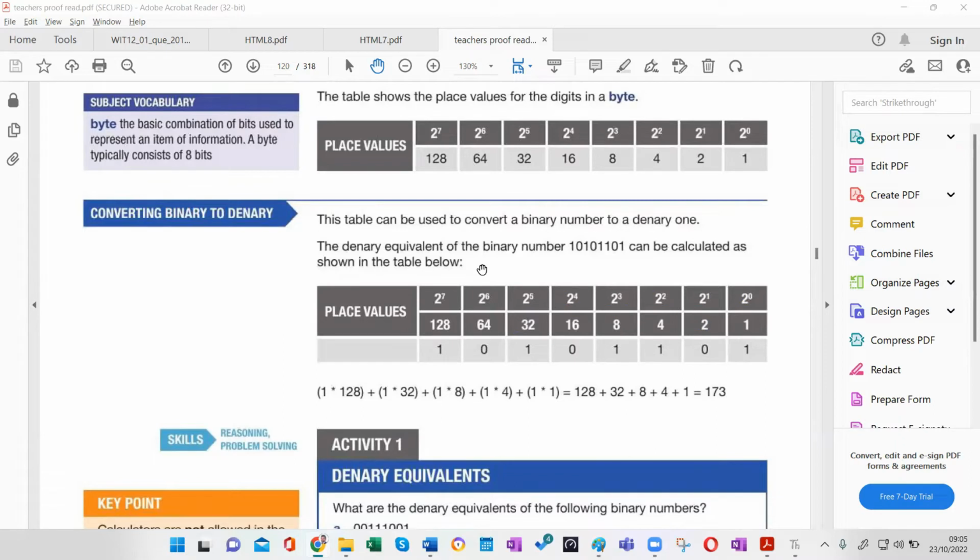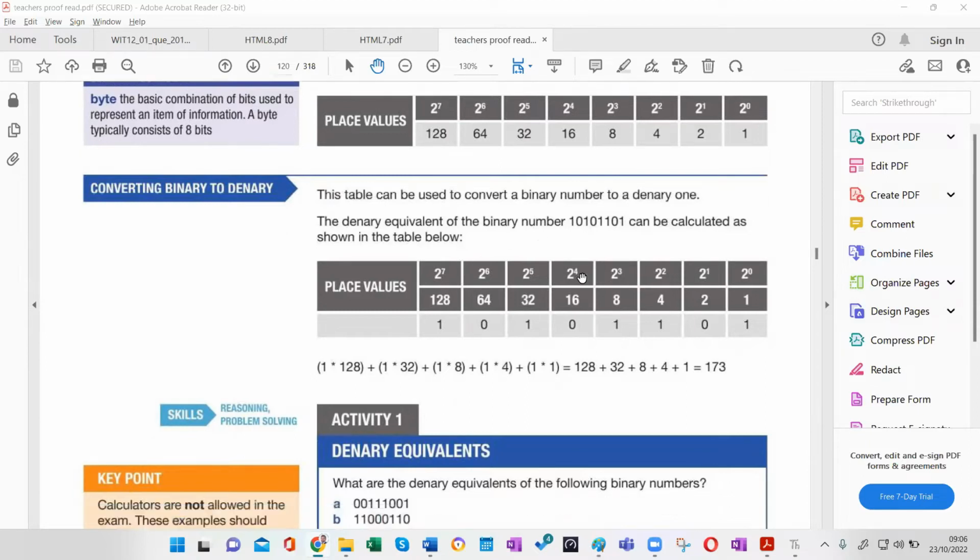If the computer is going to give us data as ones and zeros, then we won't be able to understand what the number is. So it's very difficult for us to work with binary, and we need it to be converted into denary. That's why we should know how this happens. The table can be used to convert a binary number to a denary number. The denary equivalent of the binary number can be calculated as shown in the table below.